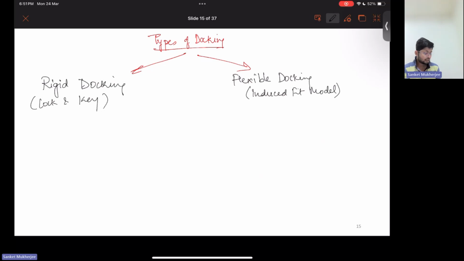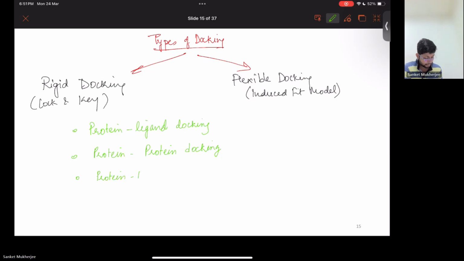Okay. So docking can be of multiple types. They can be protein-ligand docking, which is the most common one. It can be protein-protein docking. Or it can be protein-nucleic acid docking, which could be DNA, RNA, anything, right? So these are the things.